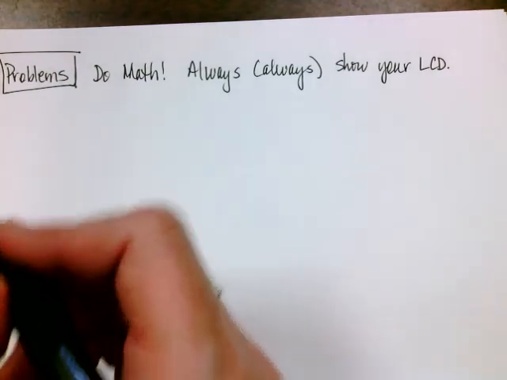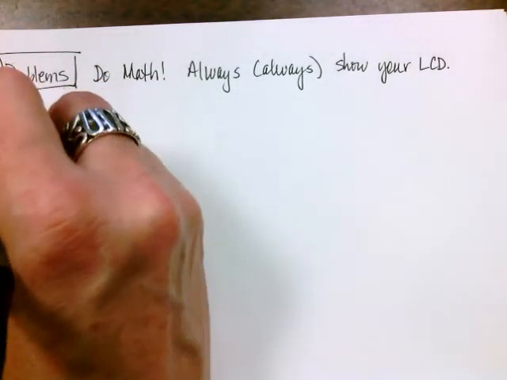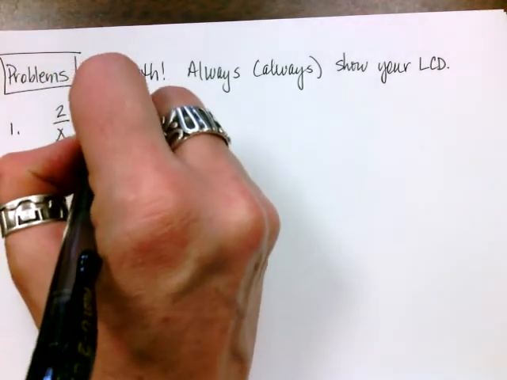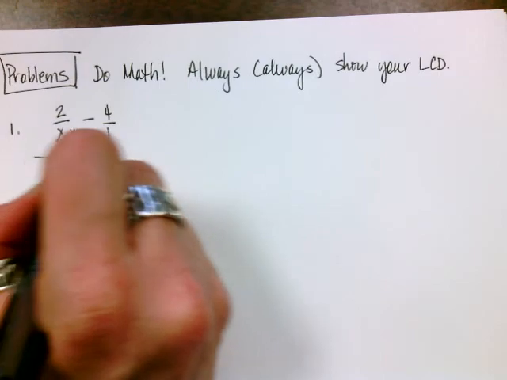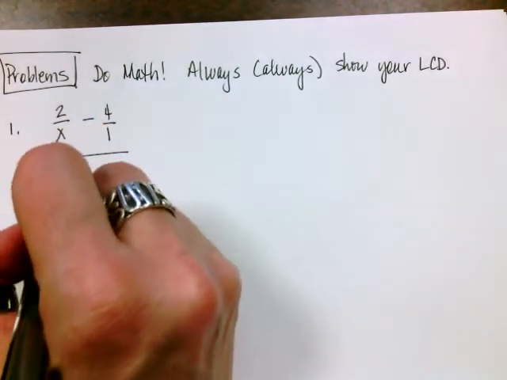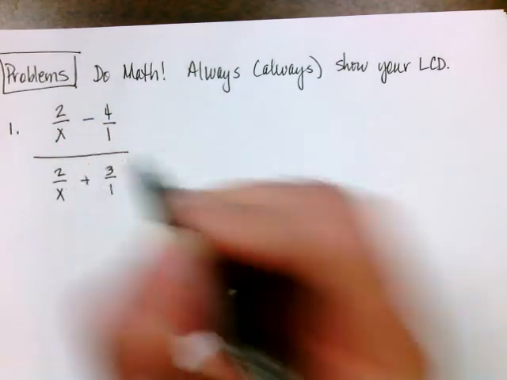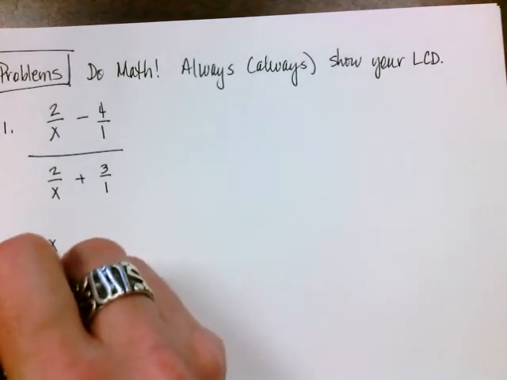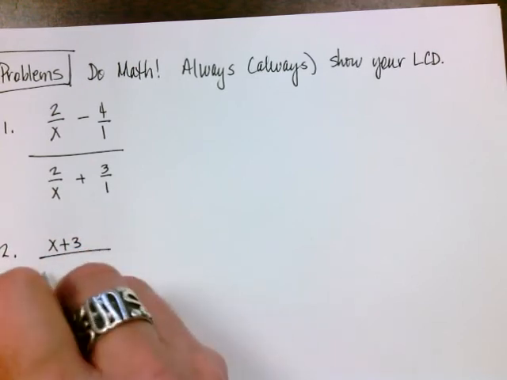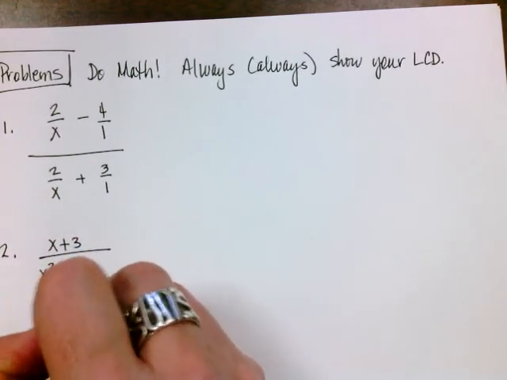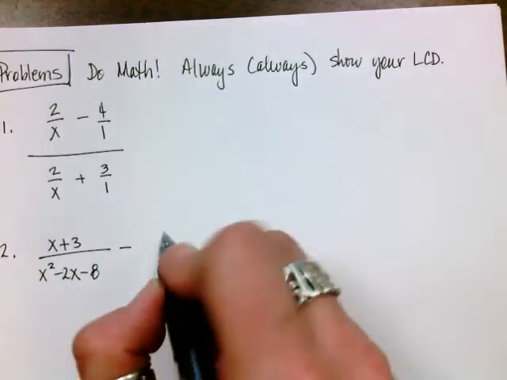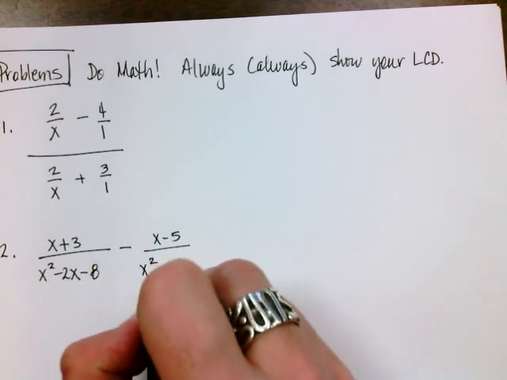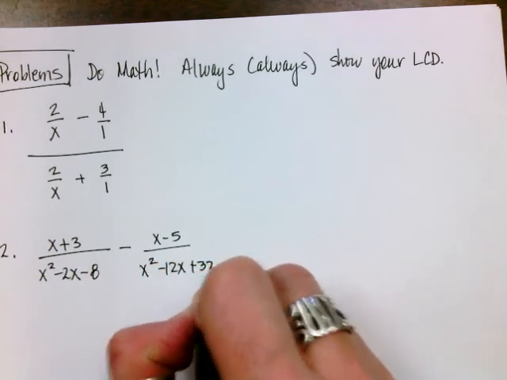So we're actually going to start off with a complex fraction. So number 1 is going to be 2 over x minus 4 over 1, and it's going to be divided by 2 over x plus 3 over 1. Okay. Problem number 2 is going to be x plus 3 over x squared minus 2x minus 8, and then we're going to subtract x minus 5 over x squared minus 12x plus 32.